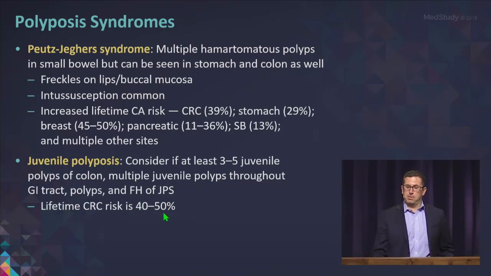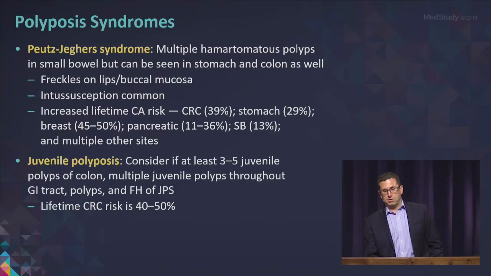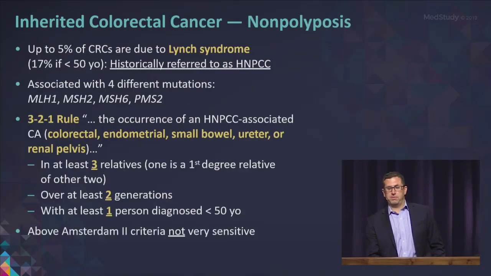Then there's juvenile polyposis, which you need to consider if you see 3 to 5 juvenile polyps of the colon or multiple juvenile polyps throughout the GI tract. The lifetime colon cancer risk is about 40 to 50% in these patients.